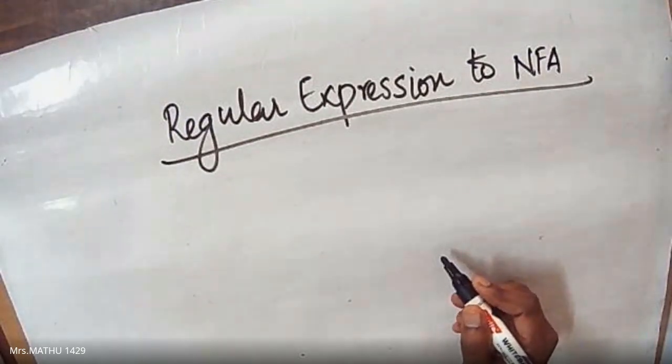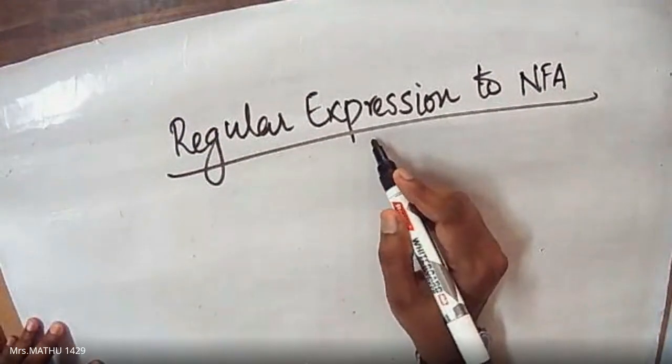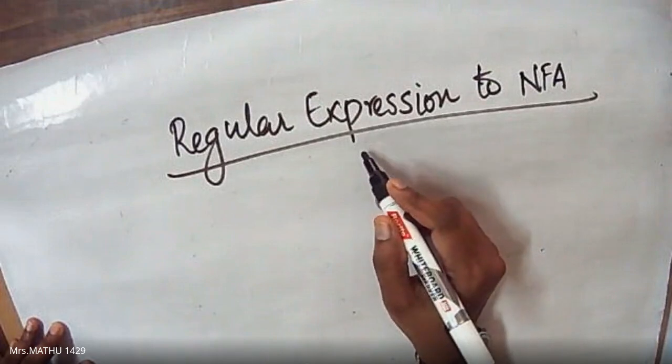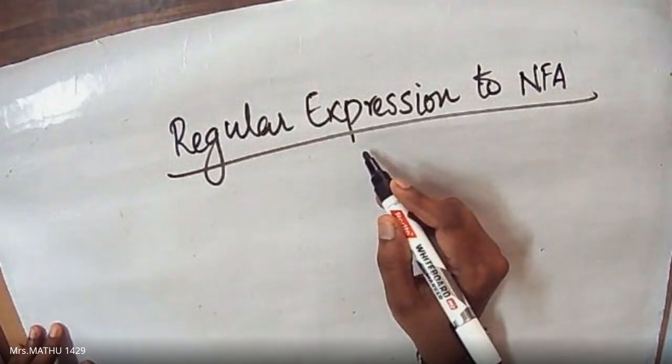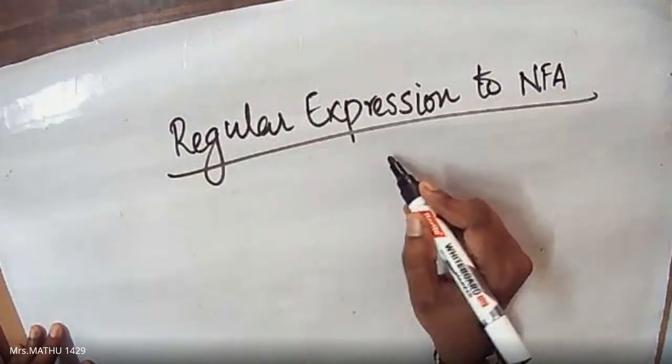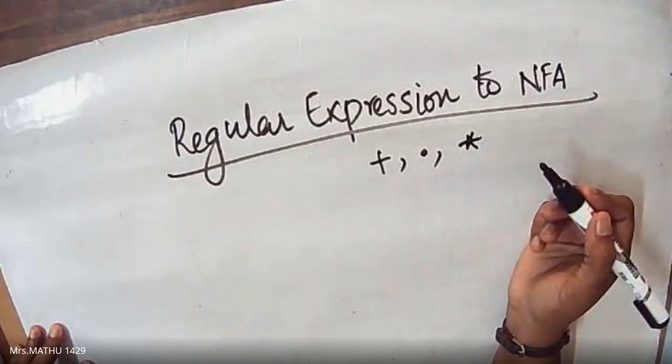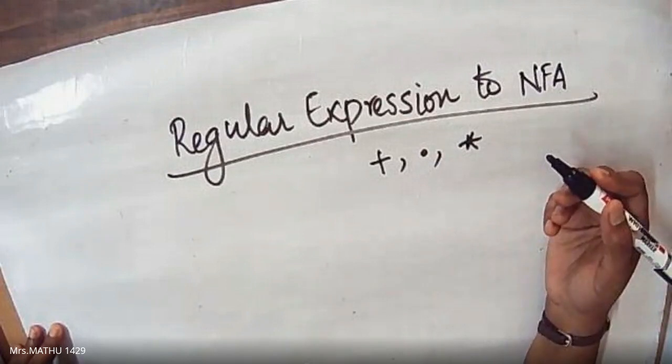So when we studied regular expressions, we have seen that there are some primitive regular expressions, and from those, using operators like plus, dot, and star, we will also be able to create some more regular expressions.